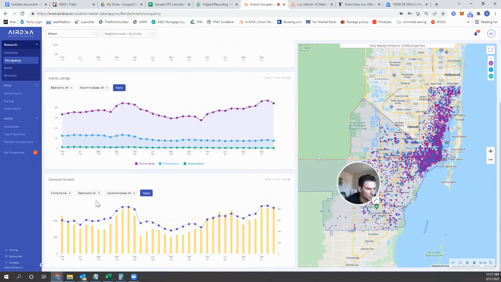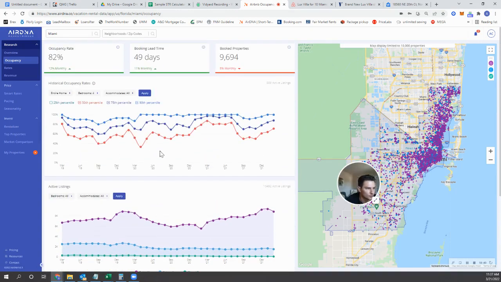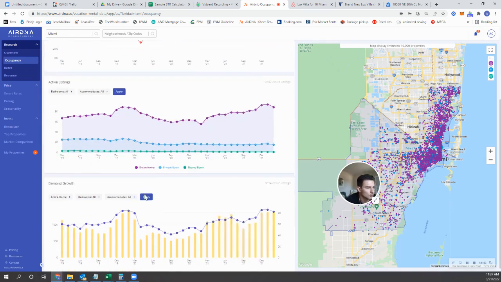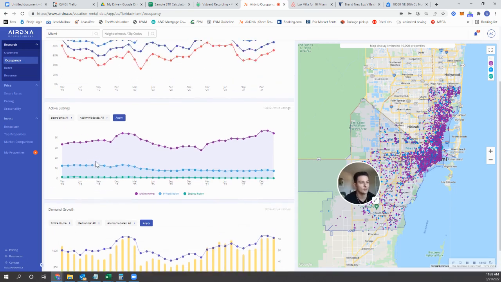This is good information just to have, demand growth, but we're not going to focus too much on this right now. That's more for future projections and determining if the property is going to continue to perform. The demand growth in basically everywhere right now is pretty high. I'm very confident about Miami and the area down here for Airbnb specifically. It's really great. So I'm not going to look at this right now.